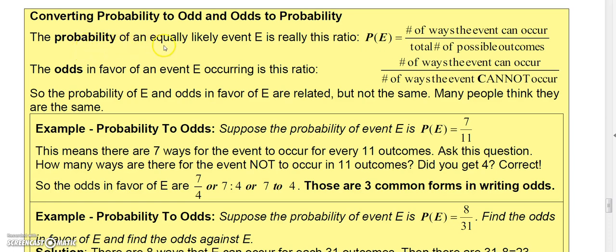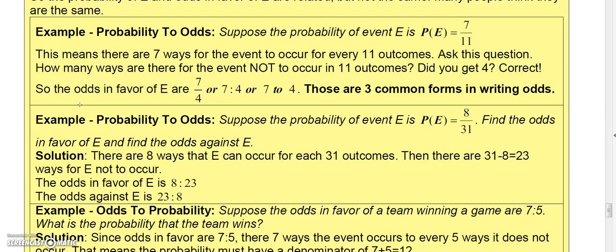First of all, the probability of an event E is the ratio of the number of ways your event can occur over the total number of possible outcomes. But the odds in favor of that same event are actually a ratio of the number of ways the event can occur to the number of ways the event cannot occur. So the probability of an event and the odds are related, but not the same.